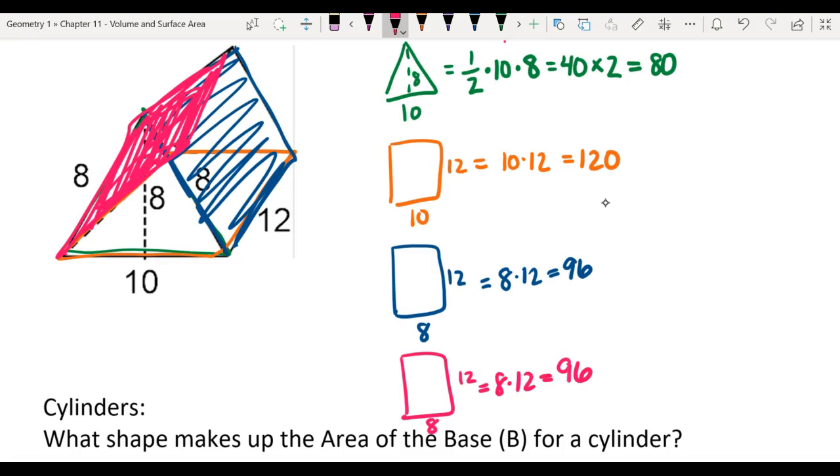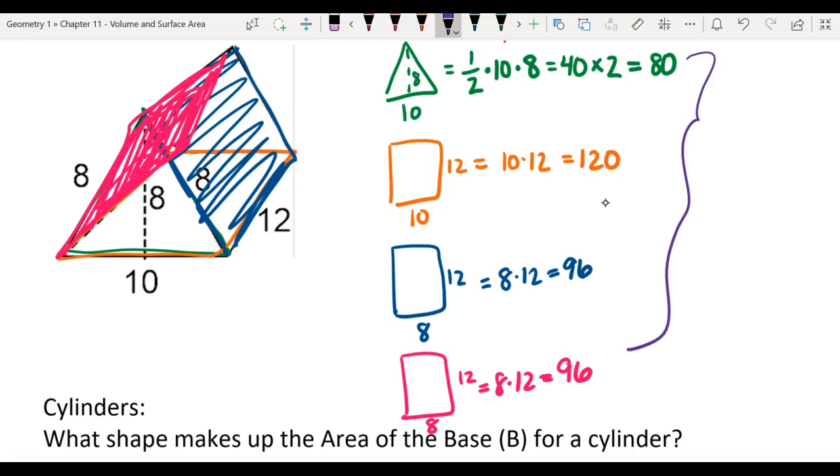So now we have all our sides. We have our two triangles. We have our bottom rectangle. We have our rectangle that would be on the right. And we have our rectangle that would be on the left. What do we do with those 4 numbers? We would add them all up using a calculator.